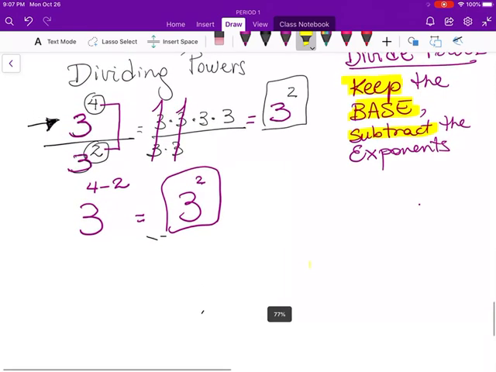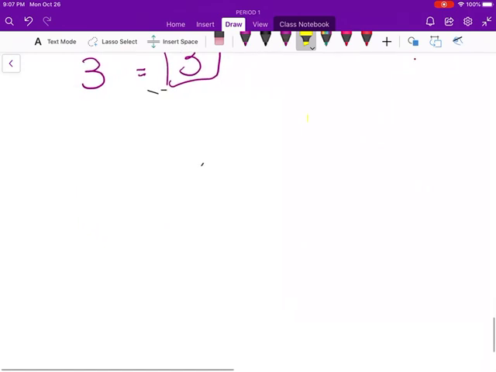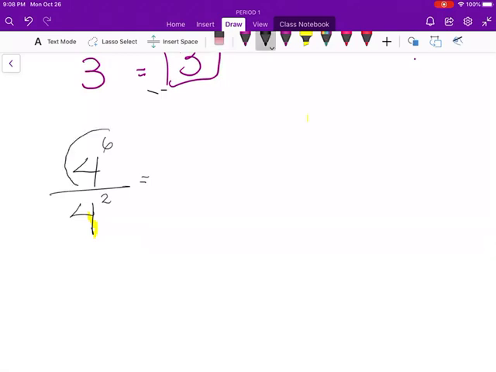The other thing you could do is this. Let's say you have 4 to the power of 6 over 4 to the power of 2. You could rewrite this problem as a multiplication. Okay? So what you do is this. The top one is positive, so I'm going to keep it on the top. And this one that's on the bottom, I'm going to put it up.